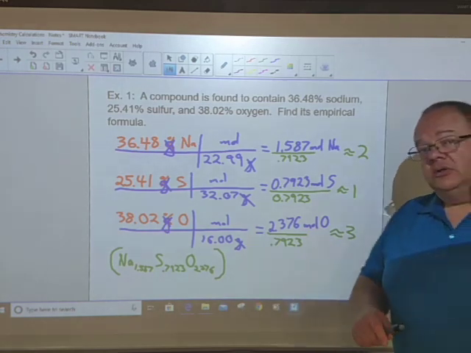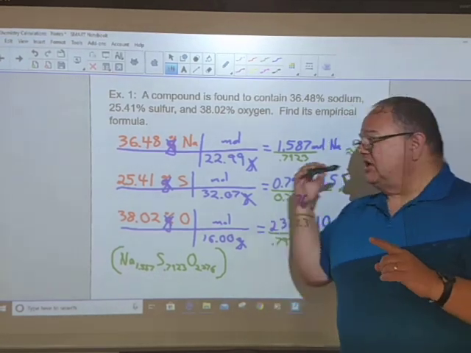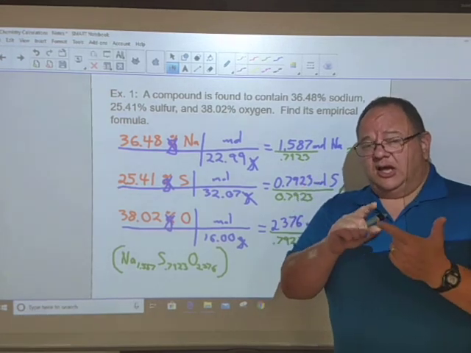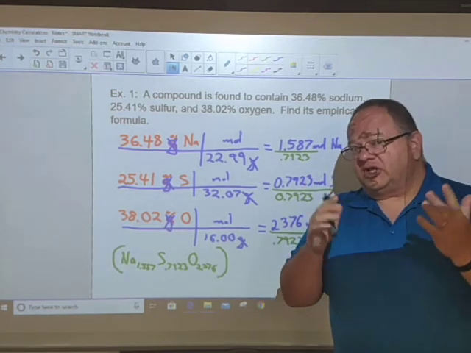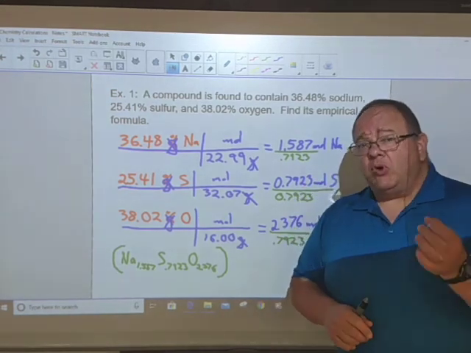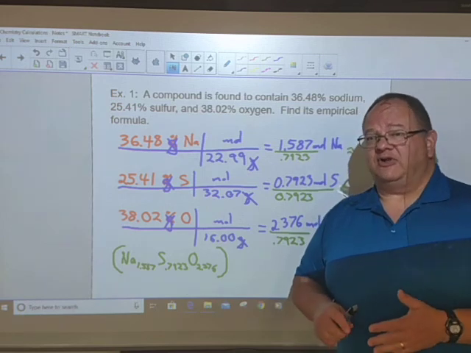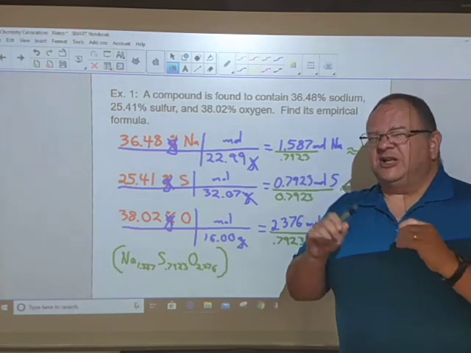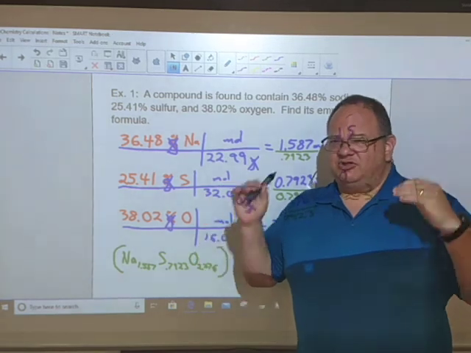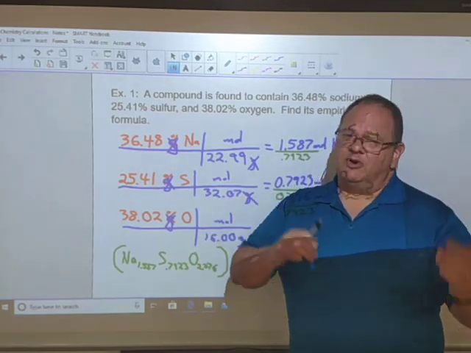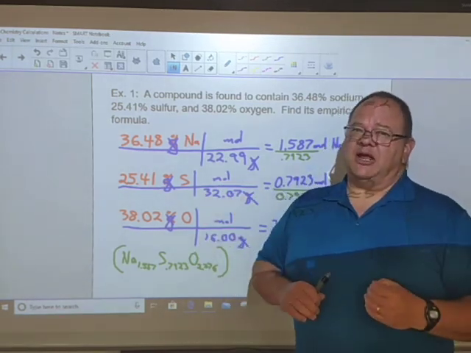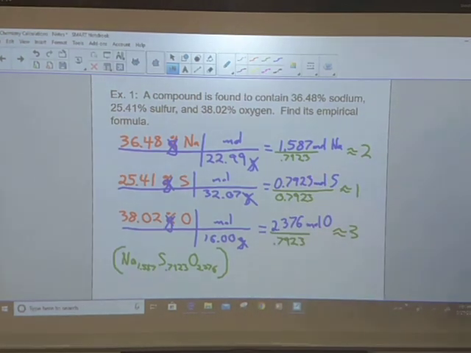Okay? Now, there are going to be times where it doesn't come out to a whole number here. Watch out for simple fractions. I mean, like a 0.5, a 0.33, a 0.67. Simple fractions, but it shouldn't just be anything. It should be close to either a whole number or a simple recognizable fraction. We'll get to, if it's a fraction, we'll come back with another problem.